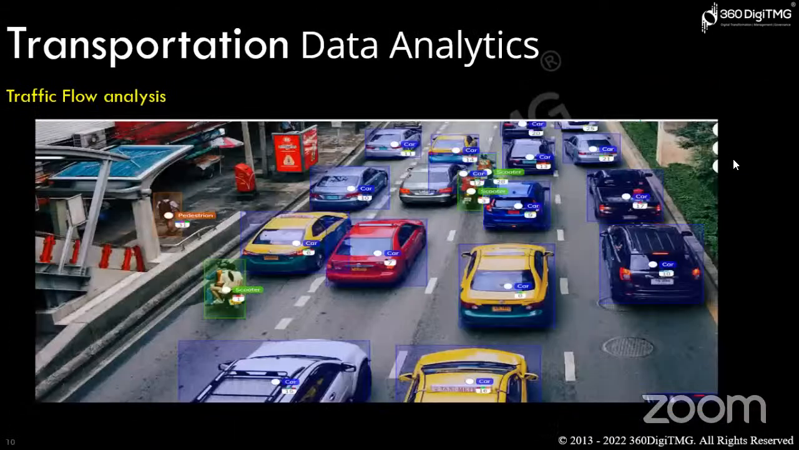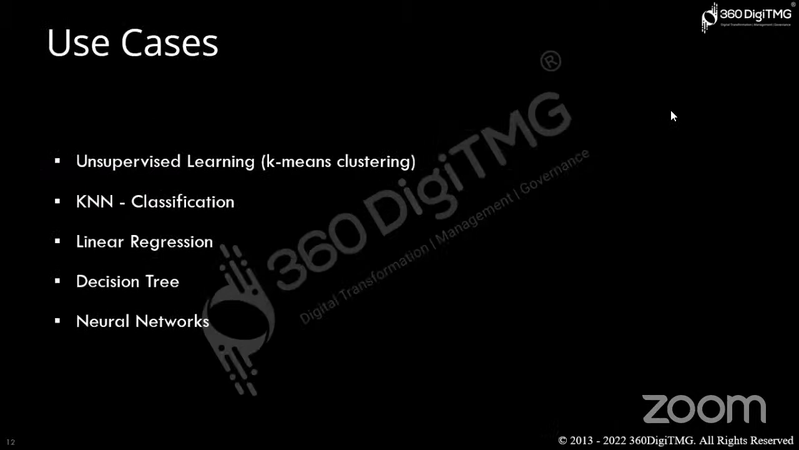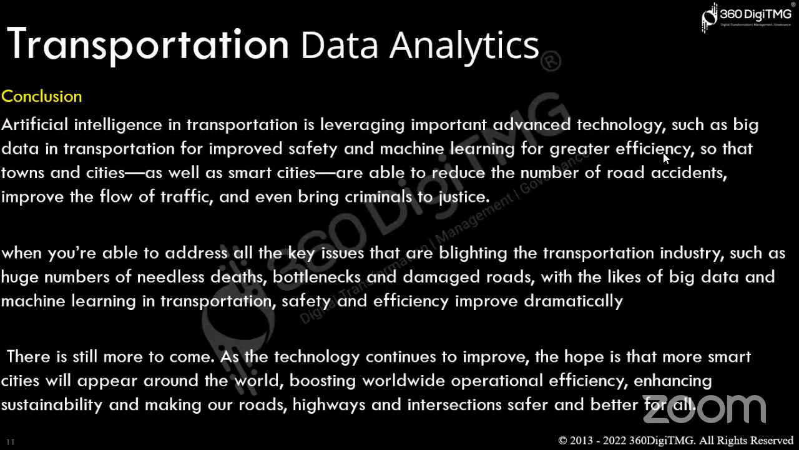So these are the examples we'll be having. And the final conclusion: where exactly will we be using artificial intelligence? Artificial intelligence, or you can also call it machine learning, leverages advanced technologies such as big data in transportation for improved safety. Using machine learning algorithms, we can improve the efficiency of the transportation system. In that case, we can avoid so many road accidents, improve the flow of traffic, and even bring criminals to justice.